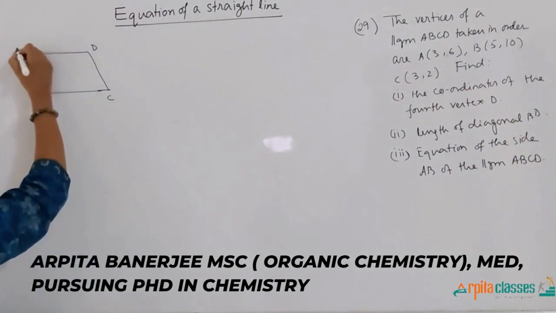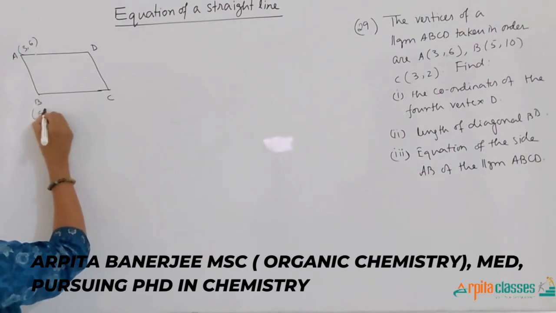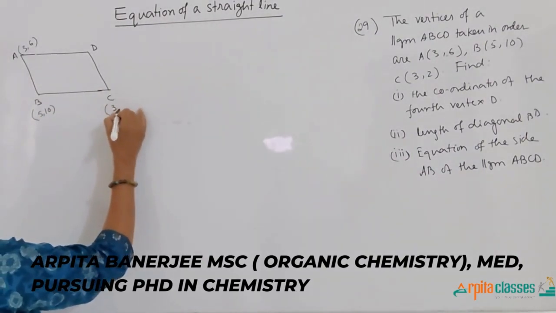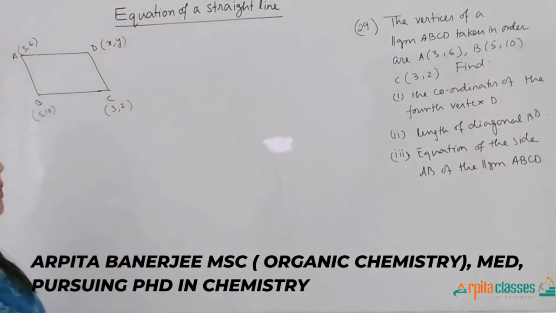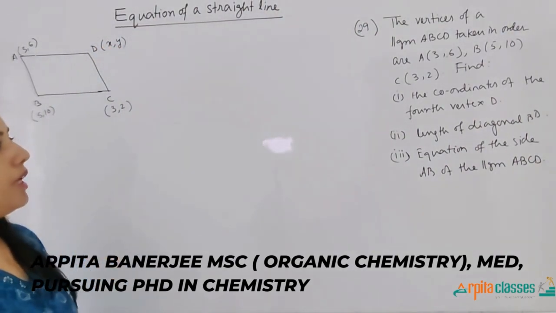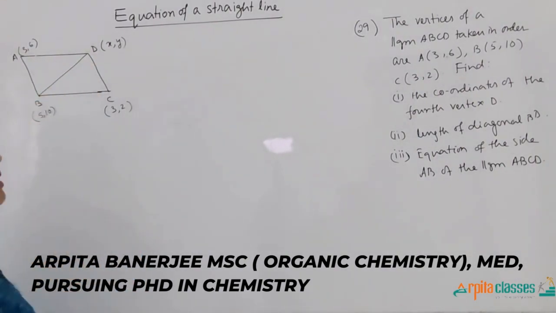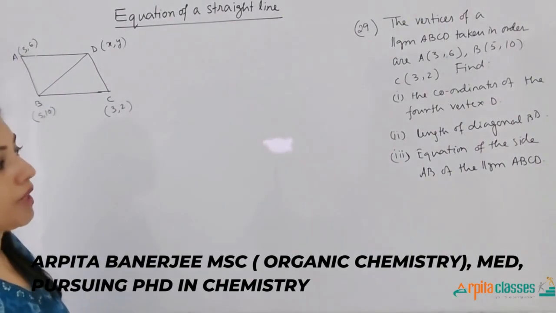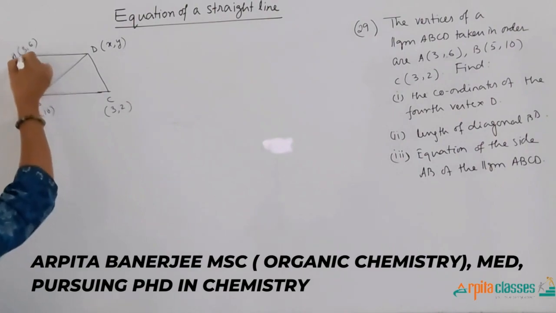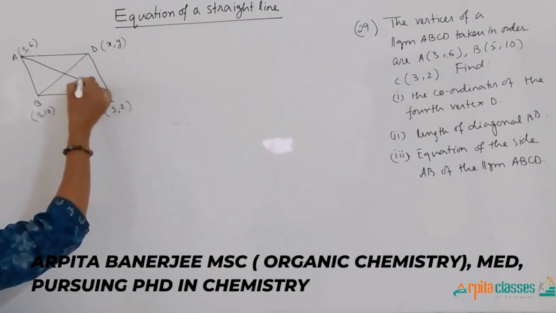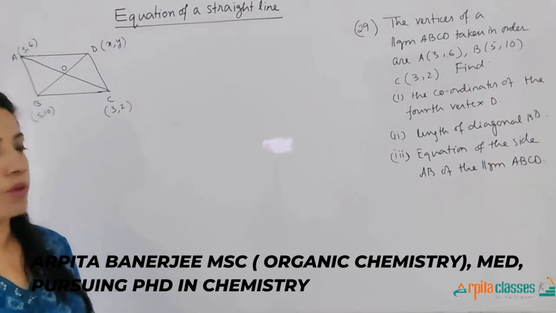So your A point is (3, 6), B point is (5, 10), C is (3, 2), and D, let it be (x, y). You have to find the coordinates of D, also the length of the diagonal BD, and the equation of the line AB. Okay, so we know that the diagonals of a parallelogram bisect each other. So this property we have to use.